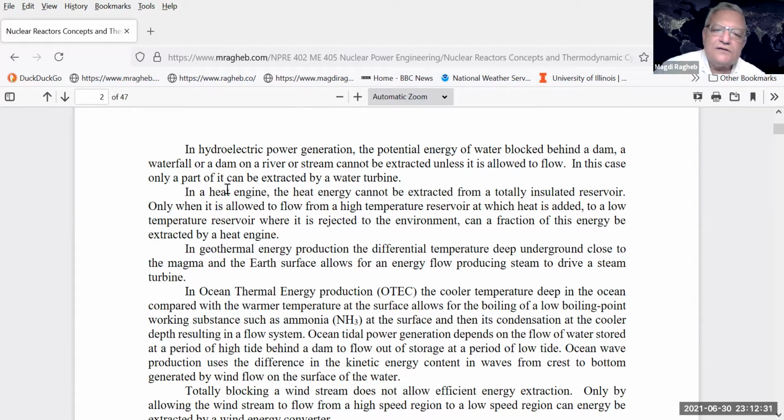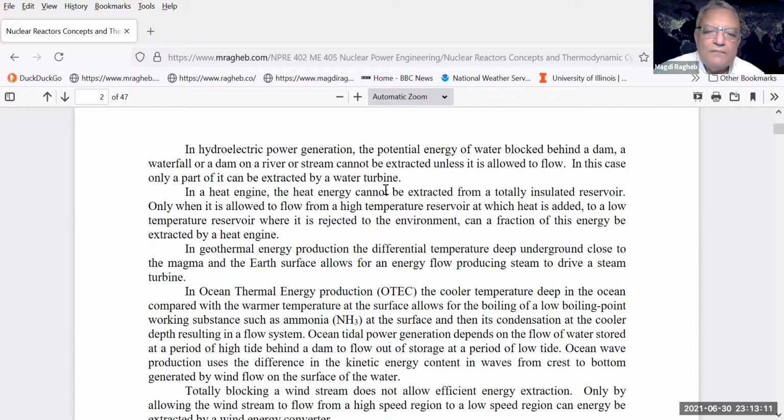In a heat engine, on the other hand, you'll find that the energy cannot be extracted from a totally insulated reservoir. You have to allow the heat to flow from the high temperature reservoir at which heat is added to a low temperature reservoir where it is rejected to the environment. And basically, if you don't do this, you cannot extract energy from the environment. And notice that energy in the environment is very ample. It's all around us. It's our task or duty as engineers to extract it for the benefit of society according to what society wants us to do.